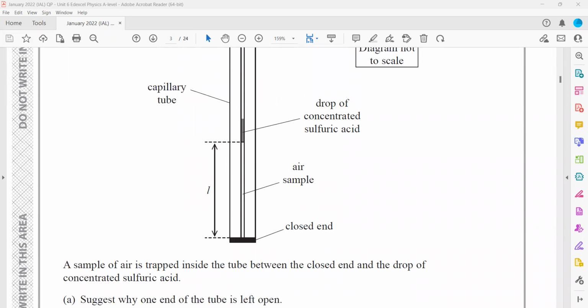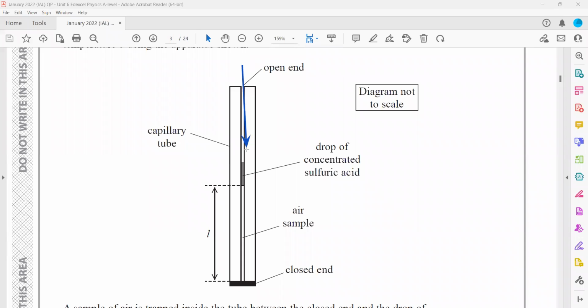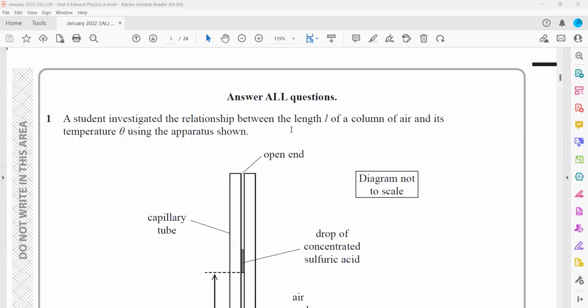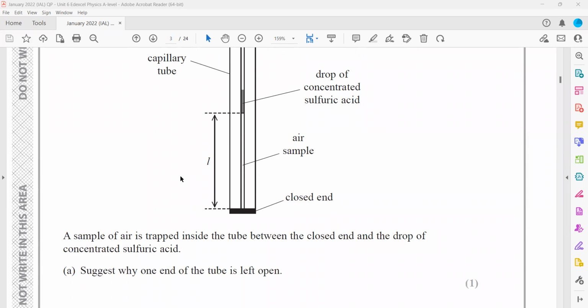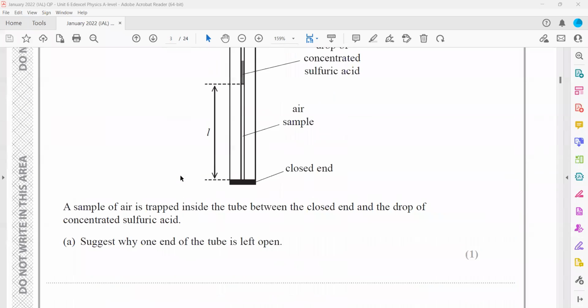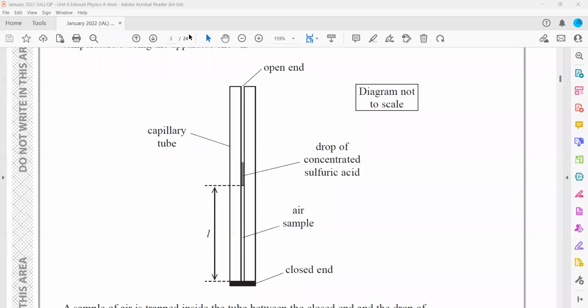So what is the reason why one end is left open? Because we want to make sure that the pressure does not change, because we are investigating the relation between the length of the air column and temperature. Or you can also say volume and temperature: if you are relating volume with temperature, pressure should be kept constant. So how do we keep the pressure constant? By keeping one side open, as the pressure of the atmosphere will be constant.